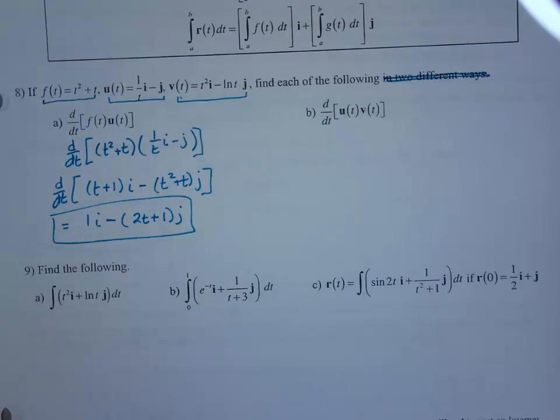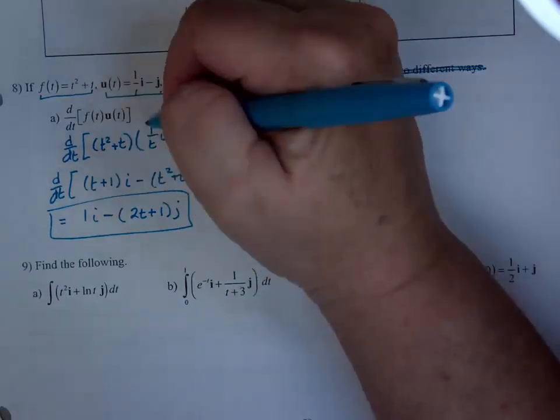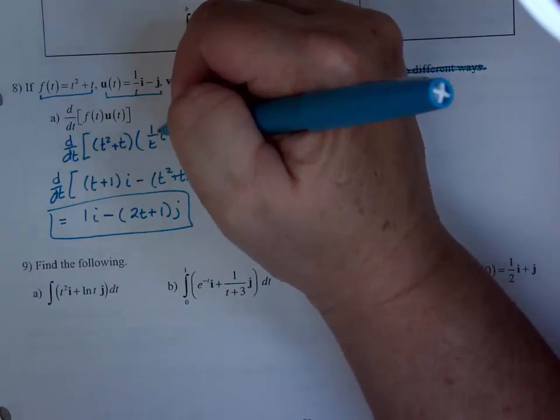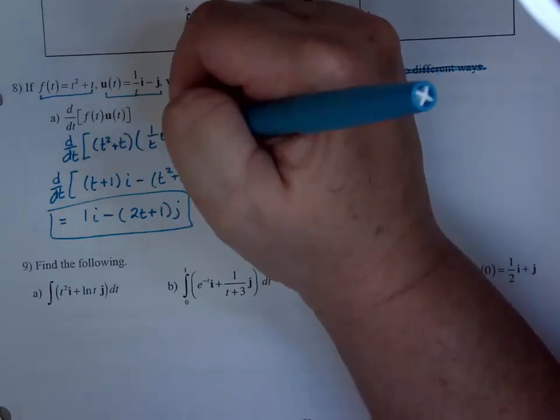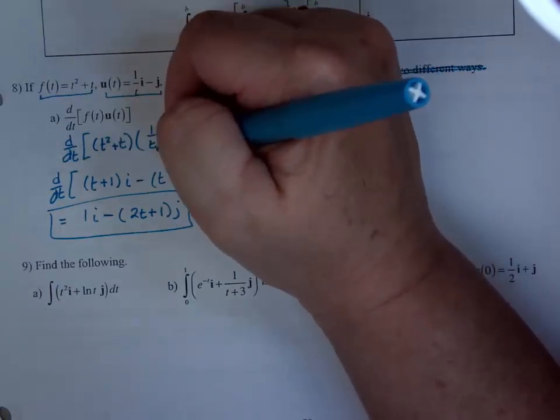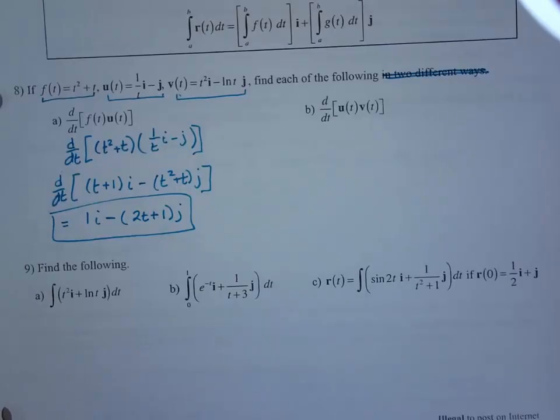Yes, sir. How did you get like t plus 1 from t squared plus t? I multiplied the t squared plus t times this 1 over t right here. I distributed it in. So if you put t squared plus t on top of t and separate the fractions, that's what you get. Okay? Any other questions?